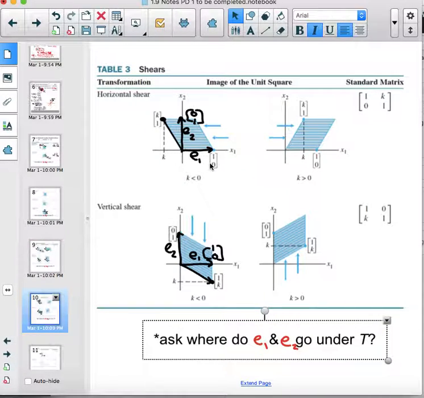So the shears are also really fun. E1 in this case, notice, stays the same. E1 doesn't change. E1 is the same on the blue as it is here in the black. However, E2 started as 0, 1, and where does it go? Whoosh. It goes over here to K, 1. It's just going across. So the height is still the same. It's just being sheared to the left.